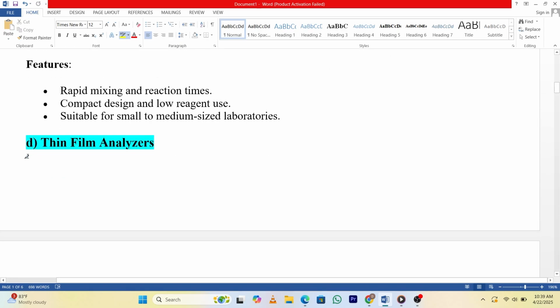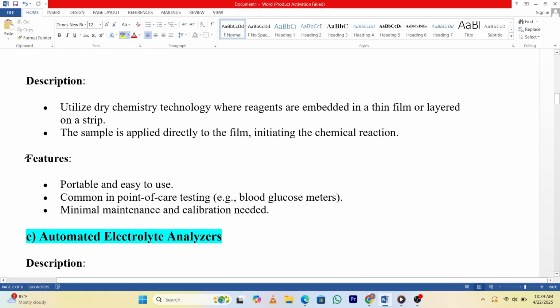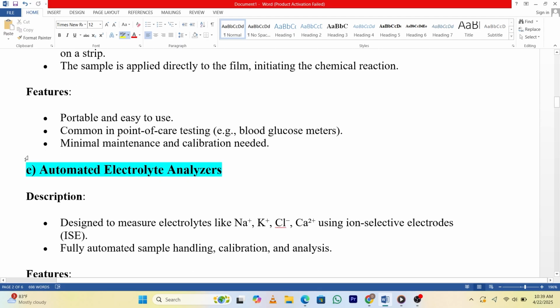D. Thin film analyzers. Description. Utilize dry chemistry technology where reagents are embedded in a thin film or layered on a strip. The sample is applied directly to the film, initiating the chemical reaction. Features. Portable and easy to use. Common in point-of-care testing, e.g., blood glucose meters. Minimal maintenance and calibration needed.